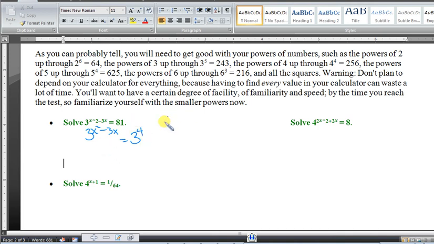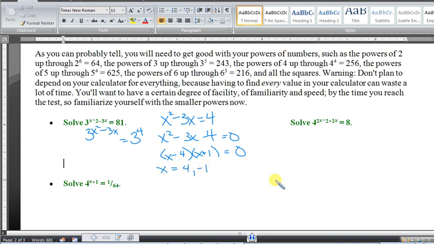So now I can set my exponents equal, and you'll notice it's a quadratic equation, so I'm going to set this equal to 0 and solve it. And yes, you guessed it, we have two answers this time. Factors of 4 that add to negative 3: we want a negative 4 and a positive 1 to get that negative 3 in the middle. And now the zero product property states if you multiply two numbers together and the answer is 0, one of the numbers has to be 0. So the numbers that would make this 0 would be 4 and negative 1.